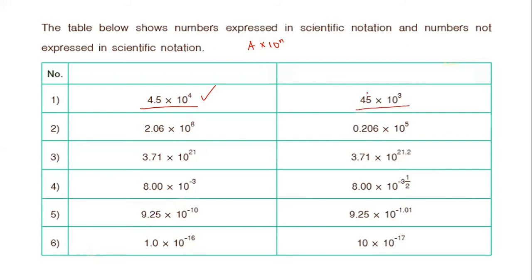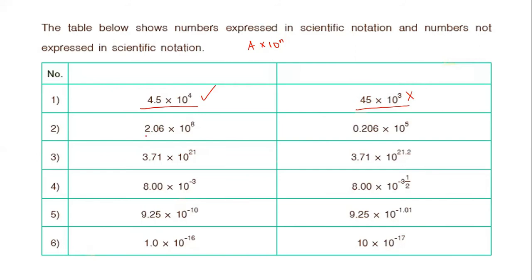But now look at this one. This number is 45. Do you think this number is in scientific notation or not? No. Why? Because 45 is more than 10. Very good. Because 45 is more than 10, this is not in scientific notation.